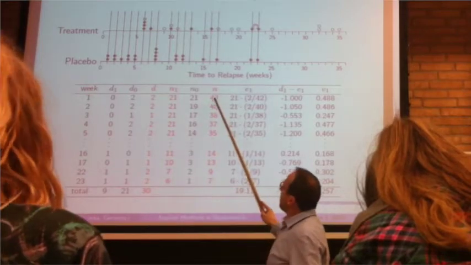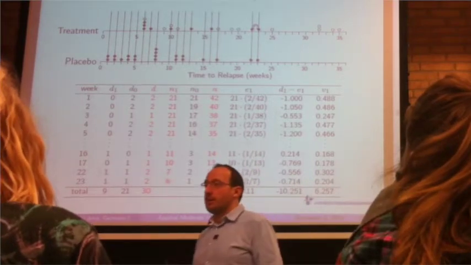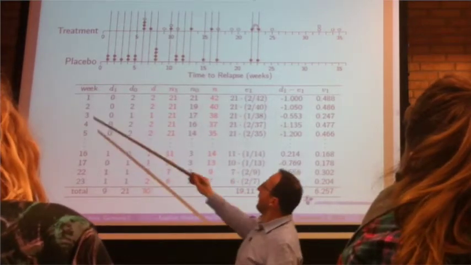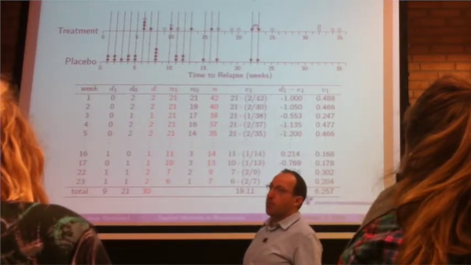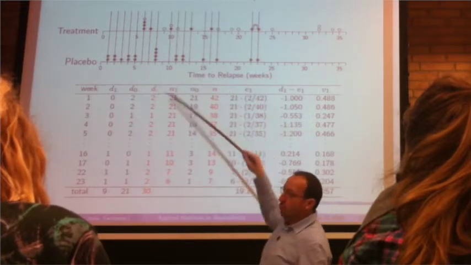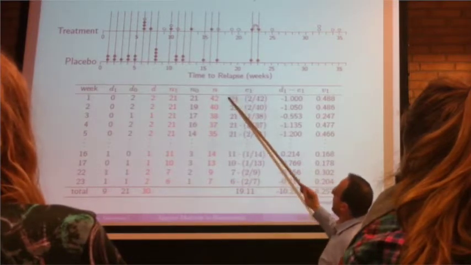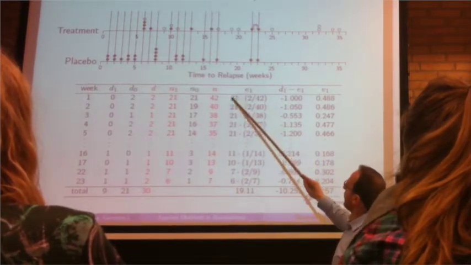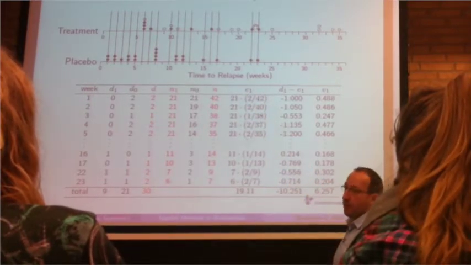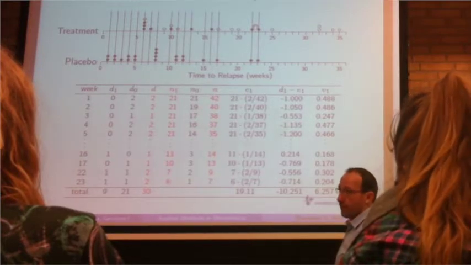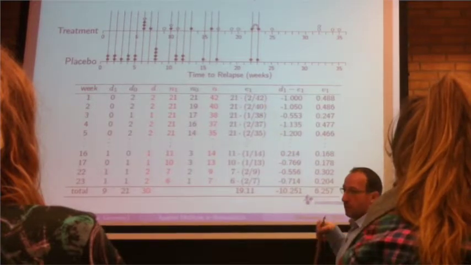This number divided by this number is the probability of having an event of interest, or to relapse, at this week. So we would expect that about 1/21 of these 42 patients would relapse at 1 week. Multiplied by the number of patients in the treatment group, 21, yields the number of expected deaths, or patients having an event of interest. In this case, the expected number is 1.